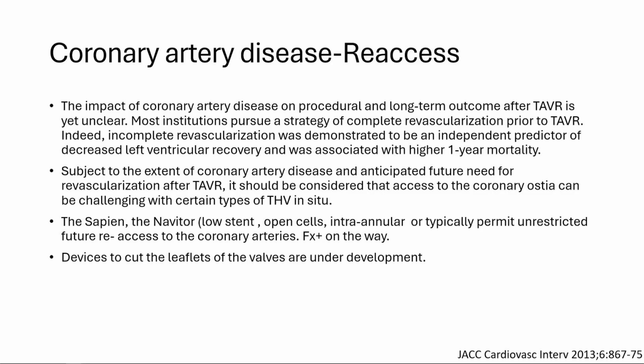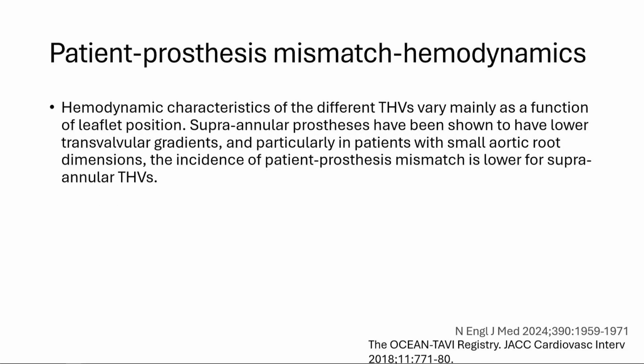Also, we should anticipate returning to the coronaries to be able to dilate in the future as the disease progresses. So usually the Sapien, the Navitor, valves with low stent frame, open cells, intra-annular, typically permit unrestricted future re-access to the coronaries. Evolut FX Plus is on the way with larger cells, and if you plan to do a TAV-in-TAV, devices to cut the leaflet on the valves are under development as well.